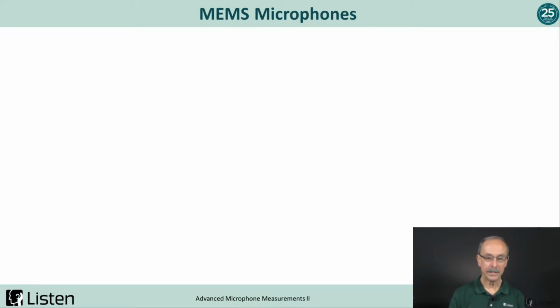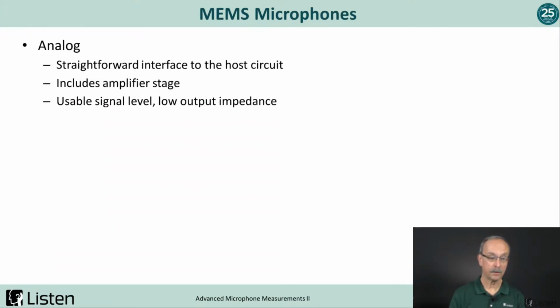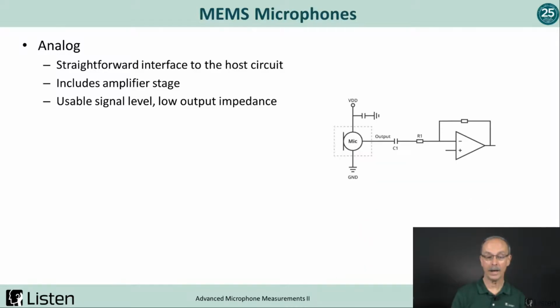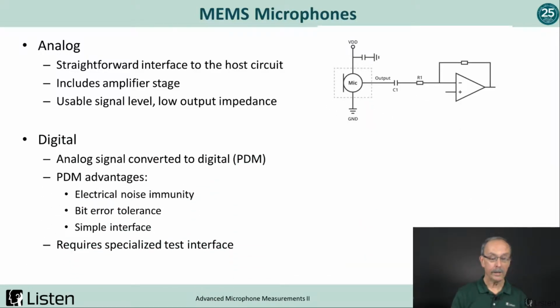I did want to remind you of the two types of MEMS microphones. First off, the analog MEMS, which has a very straightforward interface to the host circuit. It includes its own amplifier stage, and it outputs a usable signal level with a very low output impedance. And then there's the digital MEMS, where the analog signal from the microphone capsule is converted to a PDM stream. And the advantages of PDM are the electrical noise immunity, the bit error tolerance, and it offers quite a simple interface in the end.